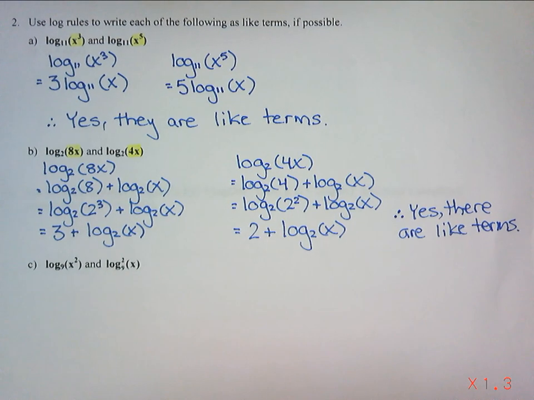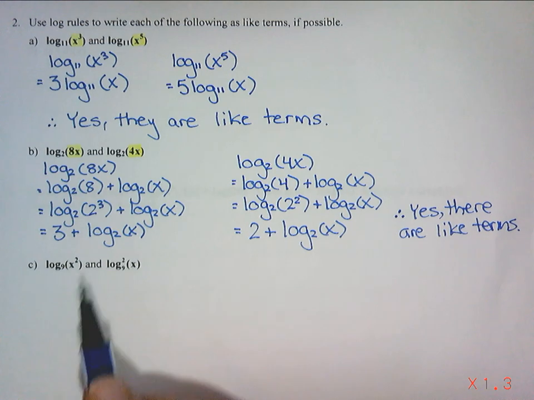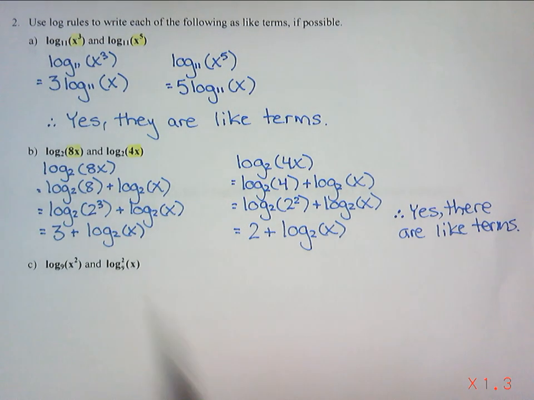All right, we have one more to go. That's our very last one. We have log base 9 of x squared and log base 9 squared of x. So in terms of being like terms, right now they have the same base. They have different arguments. This one is x, this one is x squared. And they do have different exponents. This one has a square in between the log and the x. This one does not have a square between the log and the x. The square is on the argument.